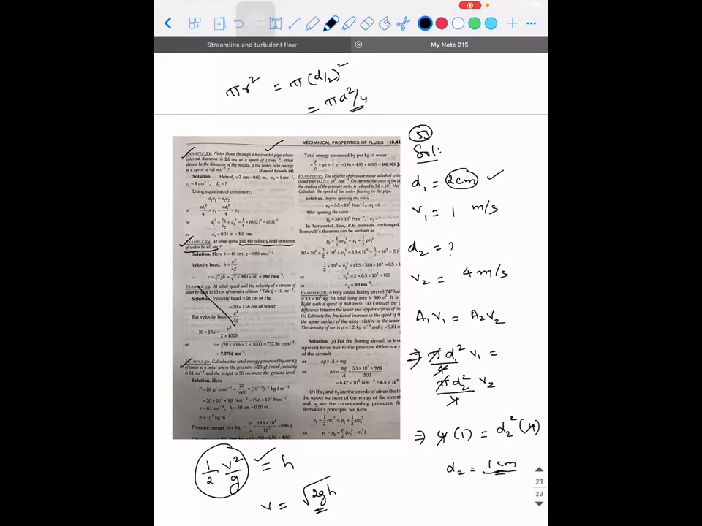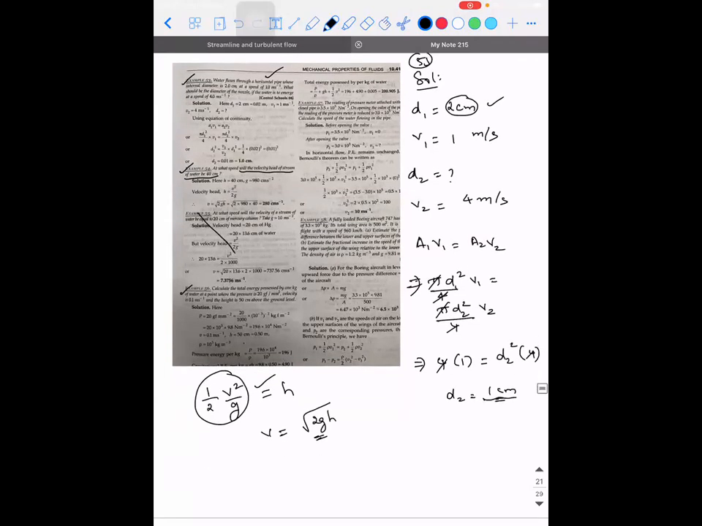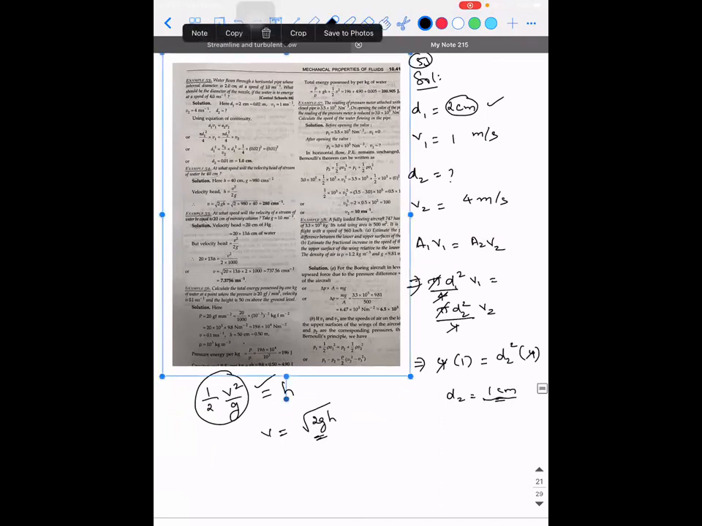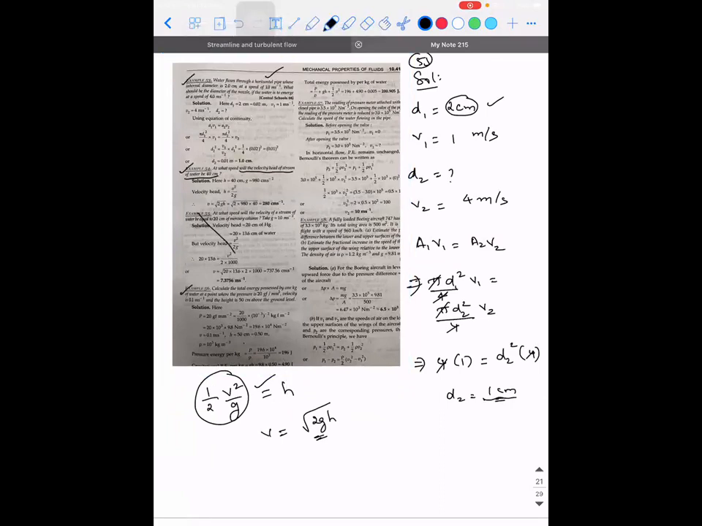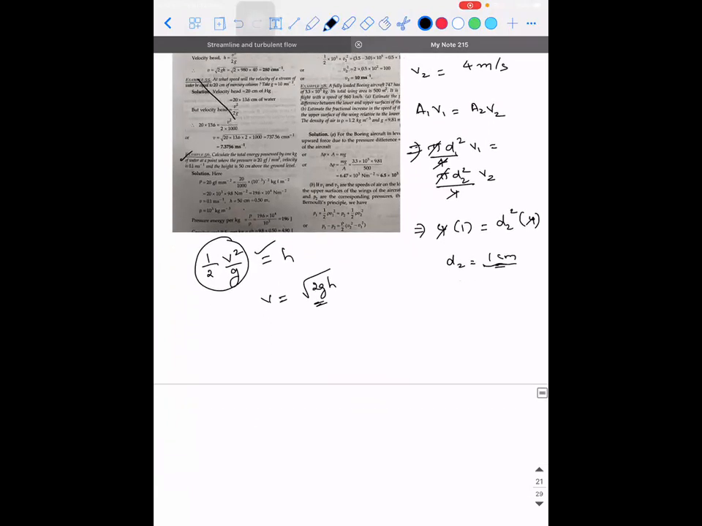The 50th you need not do. The 56th alone, just frame the equations. Then the calculation part you can do it. So the 56th one.